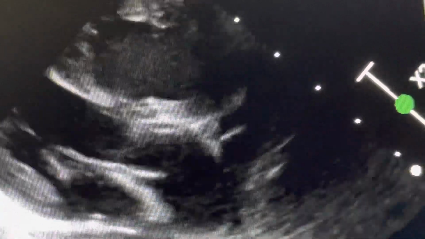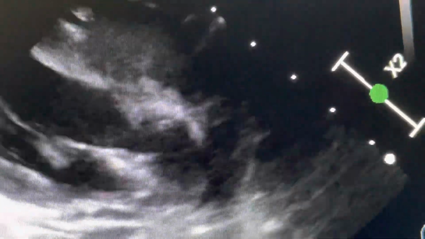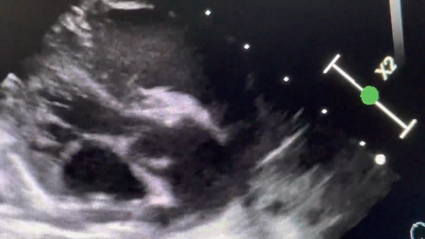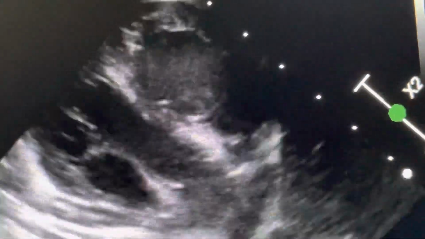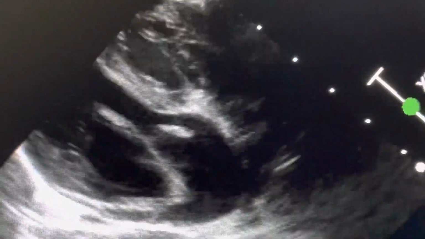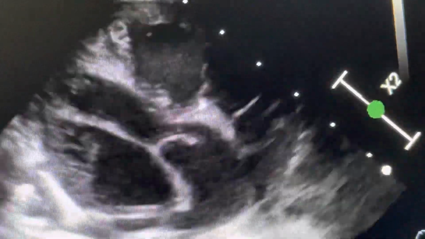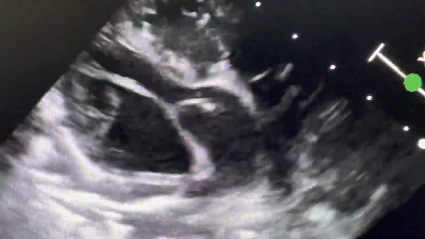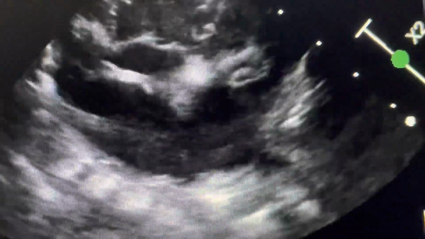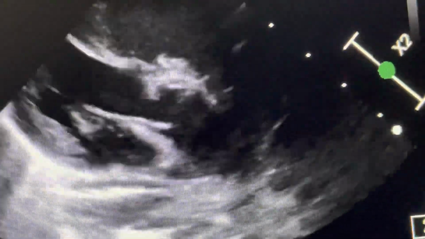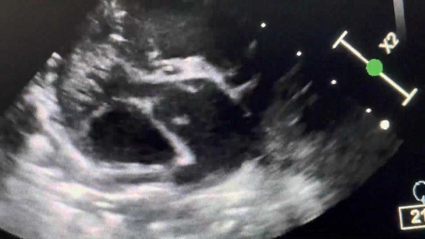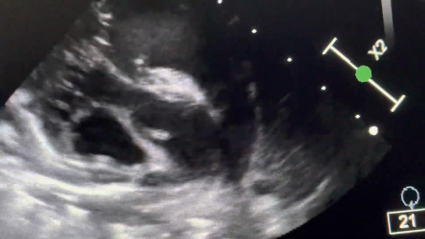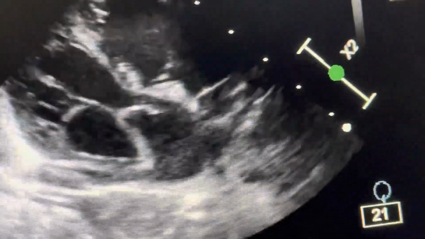So what you see here, you see the pulmonary artery going downwards instead of going upwards, because the aorta would have gone upwards, but in the case of the pulmonary artery it is going downwards. Both the pulmonary artery and aorta are seen in long axis, but in one image. That means they are having D-transposition of great arteries.